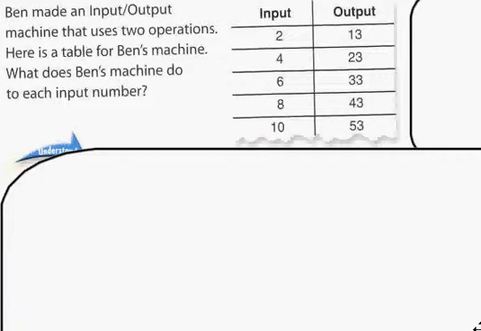Alright, let's take a look here. Ben, he's made an input-output machine. It uses two operations. There's the table. And we got to figure out what does Ben's machine do to each input number.